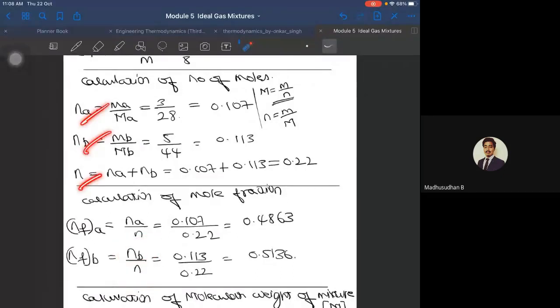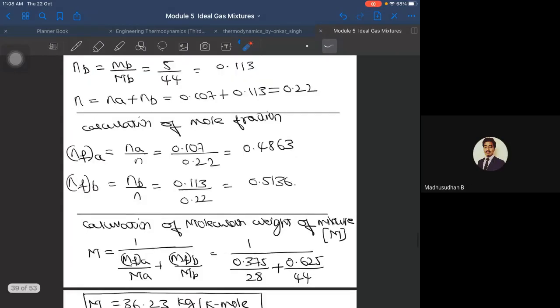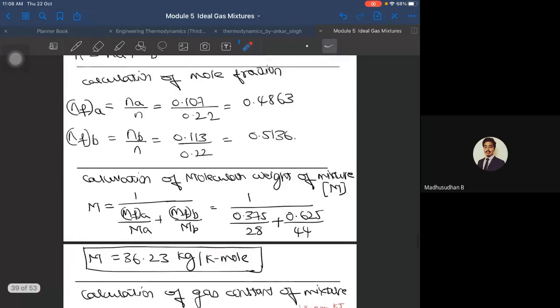Substitute and you will get NF of A, which is the mole fraction of A, and NF of B, which is the mole fraction of B. Okay, any doubts here? When you get to know the moles, calculating the mole fraction is easy. Okay. Yes, sir. This you have already done.